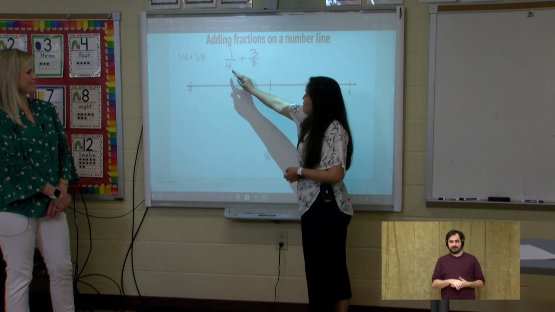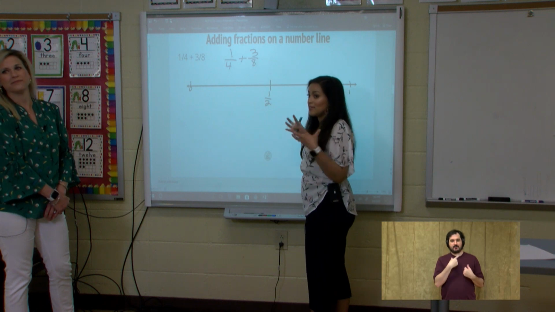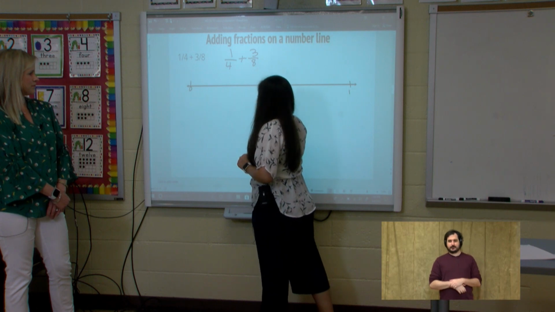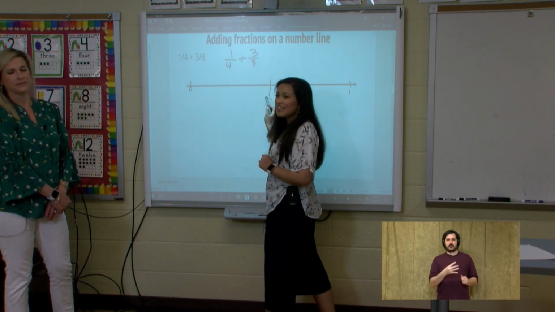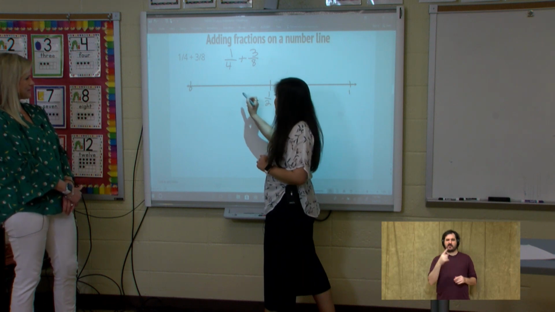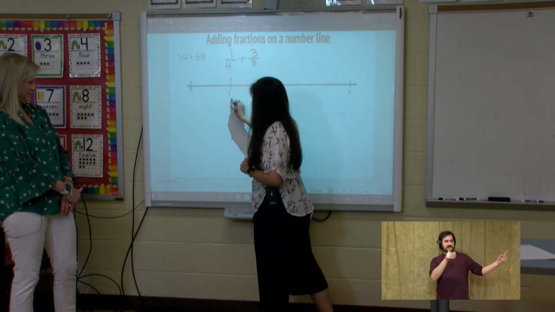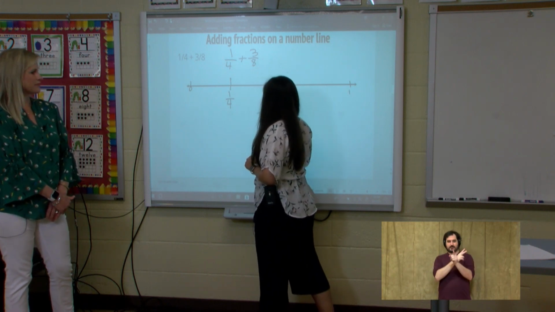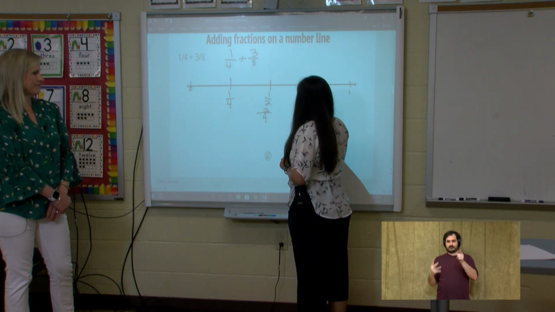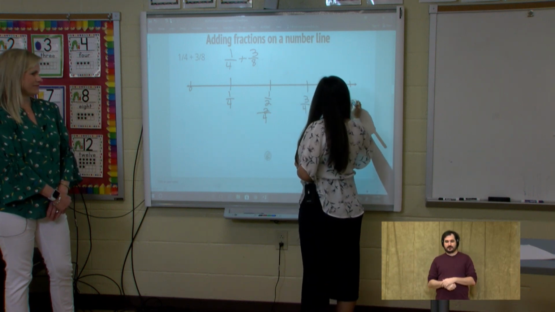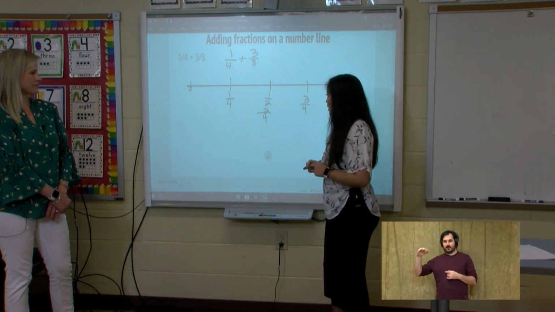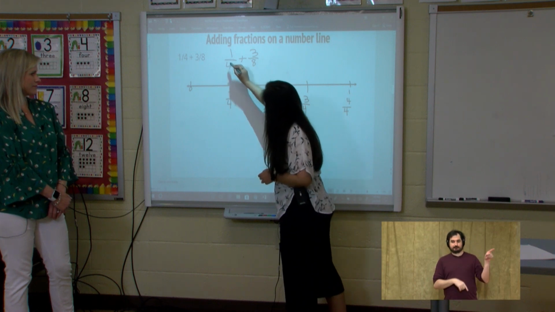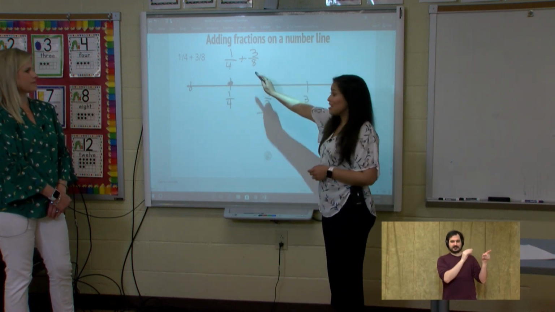But I need to make sure that I have 4ths and 8ths because I need to find that common denominator first. So I'm going to start with 4ths. If I have 1/2 here, how can I get a 4th out of this? That's right, if I cut this in half, that gives me 1/4. And then I have 2/4, and then I have 3/4, and then I have 4/4. So I have my 4ths, and this is where I'm going to start because that's the first number that I have to add. But I'm not done because I still have 3/8.